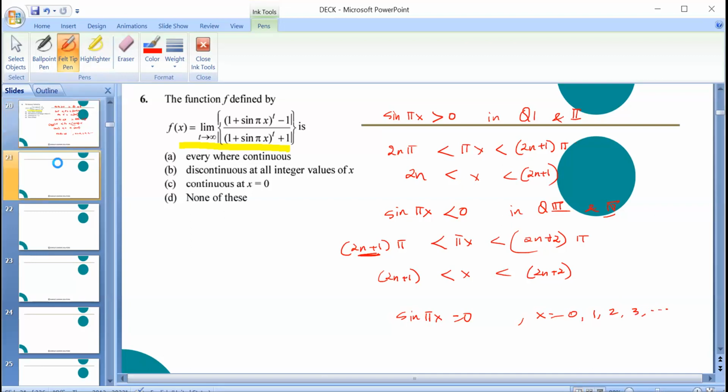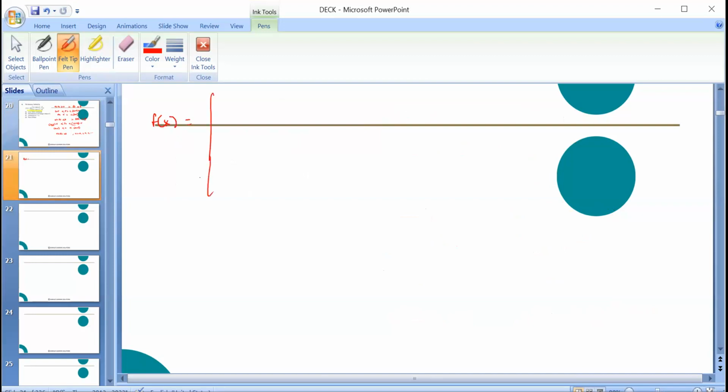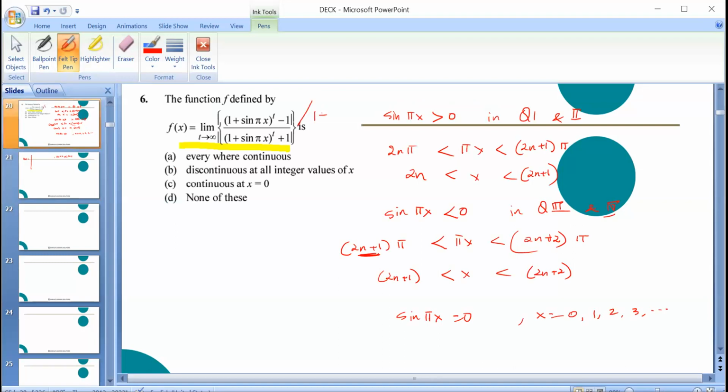So now we have to make the function a piecewise function. First piece, x is between even number and odd number. That means sin pi x will be positive. So you have to divide the function everywhere, the top and bottom, by 1 plus sin pi x. It is better if you divide by 1 plus sin pi x whole power t, up and down.